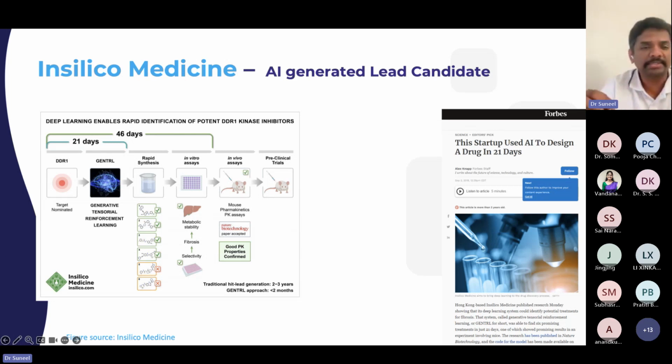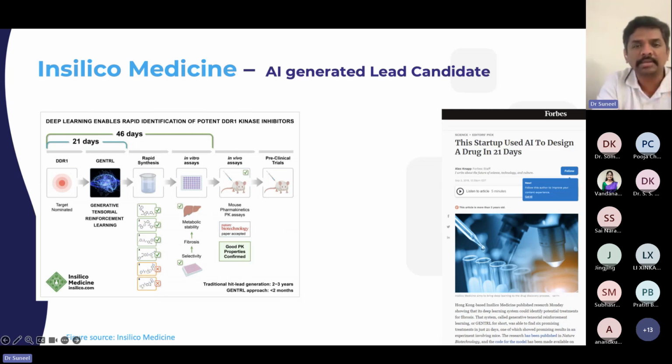If you go back four slides, we discussed that it takes 10 years and $2.4 billion. Here, this company is saying 21 days. Actually, it's a drug candidate with the potential to be launched into clinical trials, or maybe the ideal candidate for the assets to go into the next stage of optimization.